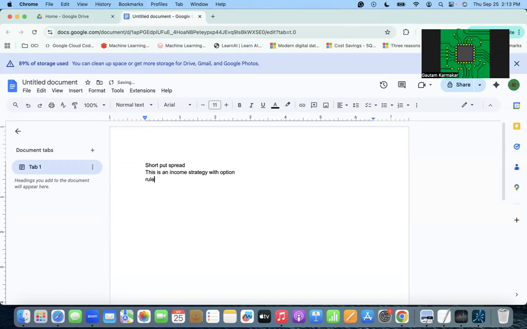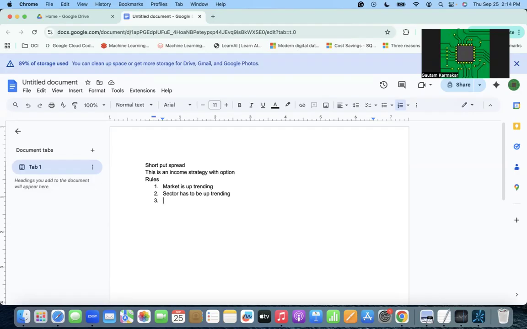The rules that I follow: rule number one is that the market should be uptrending. Second, the sector of the stock I'm trying to place the trade on, if I have something in mind, has to be uptrending too. So it should be a bullish market. It's not a bear market; it's a bull market. The market is going up and the sector is doing good.